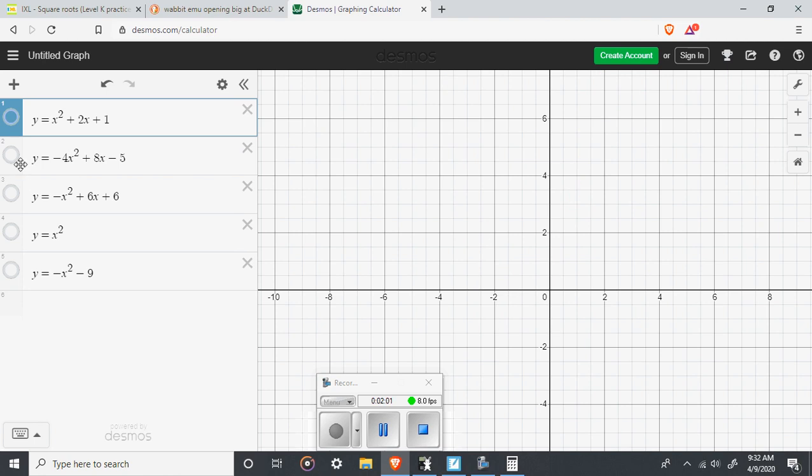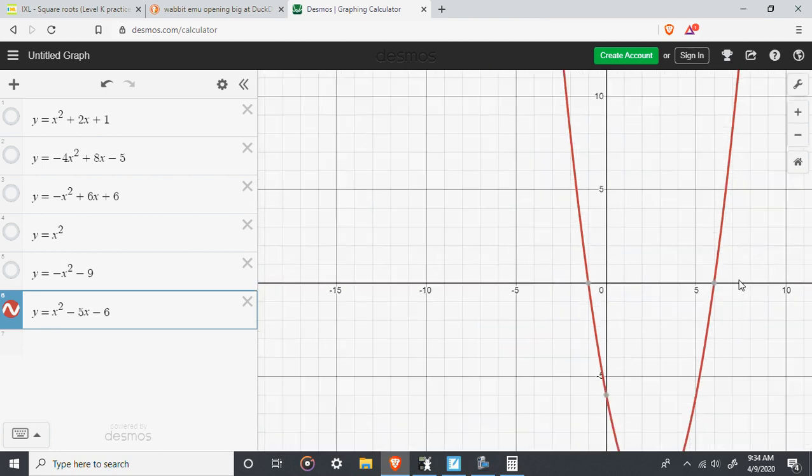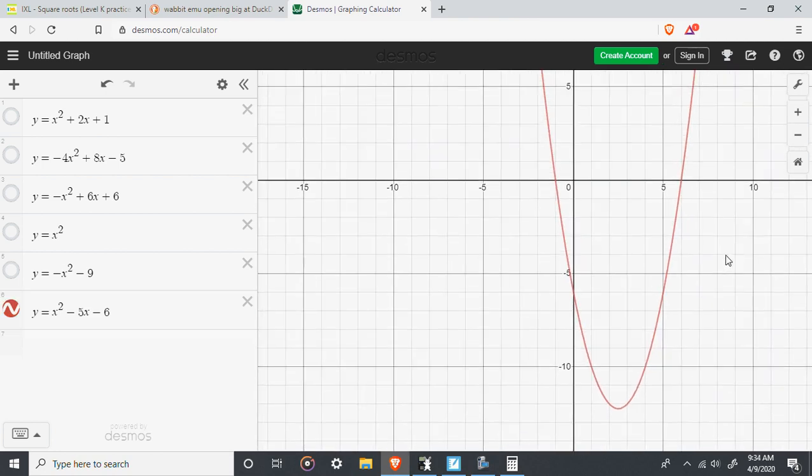If I put this one over, let me keep another positive one. Say we gave you another one. We're going to give you this one here. This is x squared minus 5x minus 6. Now again, your vertex is going to be a minimum. So here is your vertex.